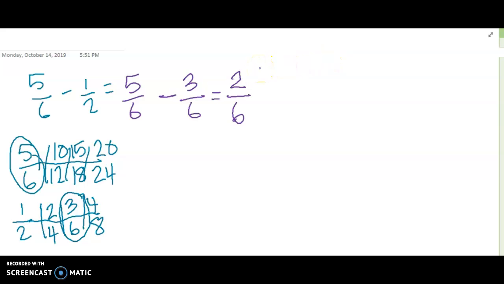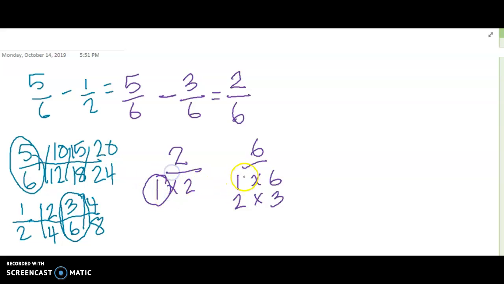Now again, in order to find out if I can simplify it, I'm going to write both numbers. Underneath, I'm going to write the math facts for that number. So for 2, 1 times 2. And that's it. I don't need to write 2 times 1 because it's still the same two numbers. For 6, 1 times 6, 2 times 3. That's it. So I'm going to go through and circle the numbers that are the same, the factors that are common. 1 and 1, 2 and 2. And that's it. So the common factors of 2 and 6 are 1 and 2.